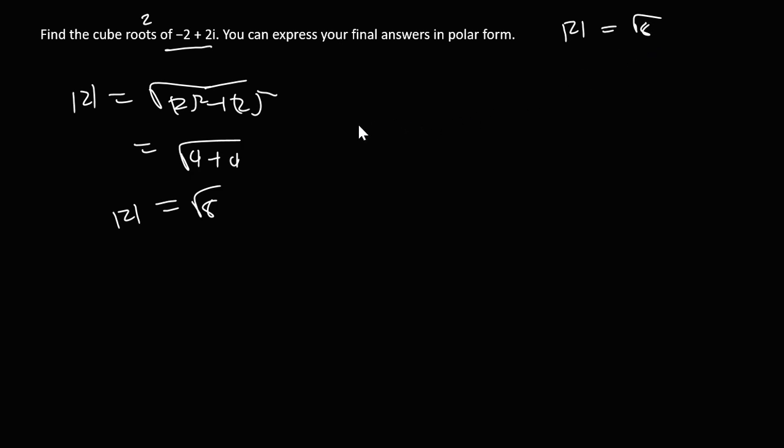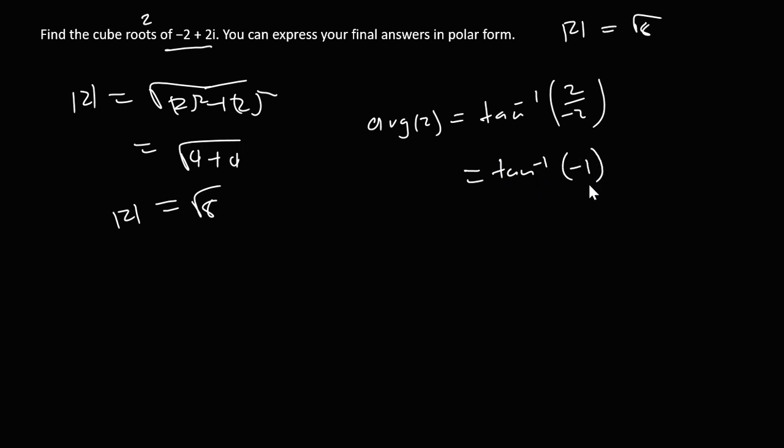So you know the next thing, you need to get the argument of z. The argument of z is going to equal arctan of the imaginary part, which is 2, all over the real part, negative 2. Then you are going to get what? That is going to be arctan of negative 1. Okay, but we know something.